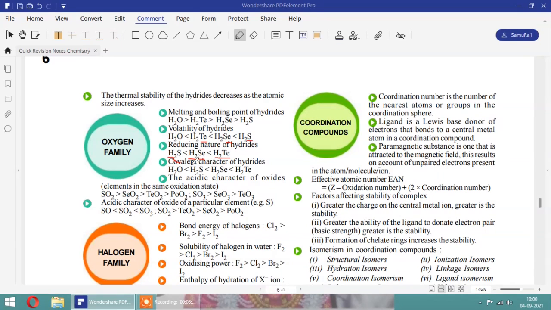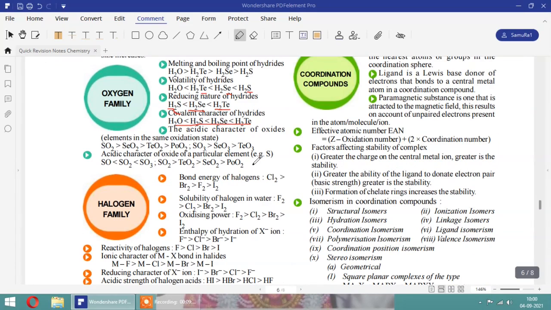Covalent character is in decreasing order from oxygen to tellurium. Always remember, from oxygen to tellurium. The acidic character of oxides is in increasing order from sulfur to tellurium. Acidic character is in decreasing order.